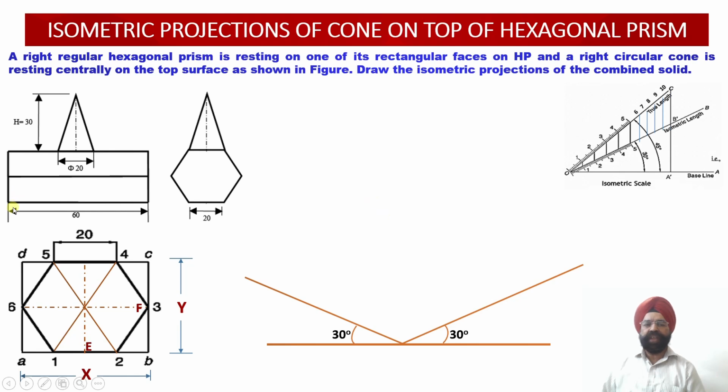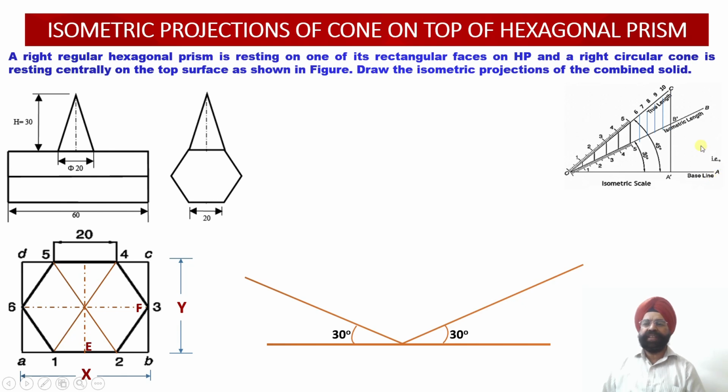And you can check the length of this particular prism. The length of this prism will be represented along the z axis. Now, in order to draw all these dimensions onto the isometric projection plane, we first of all have to start with the construction of the isometric scale.